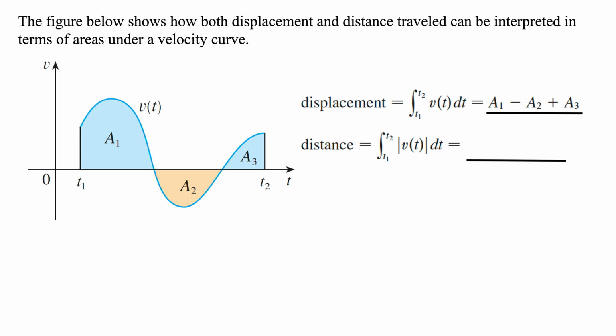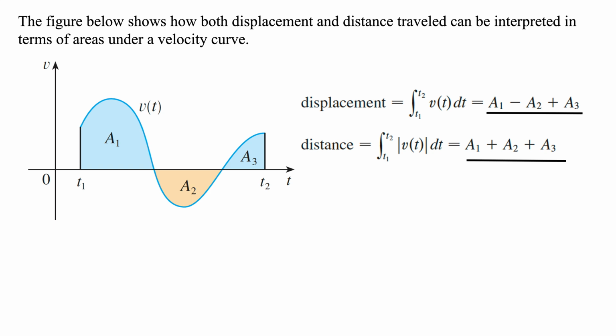But if you're looking for distance, then everything here has to be positive. It would be positive A1 plus positive A2, so you're taking the absolute value of each part of the area, so they're all positives. So that's the total distance traveled. That's the key. So make sure you understand the difference between displacement, net change, and distance.